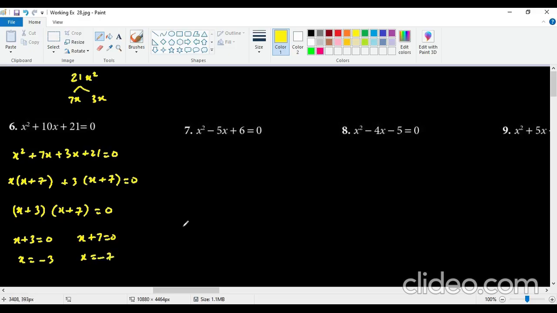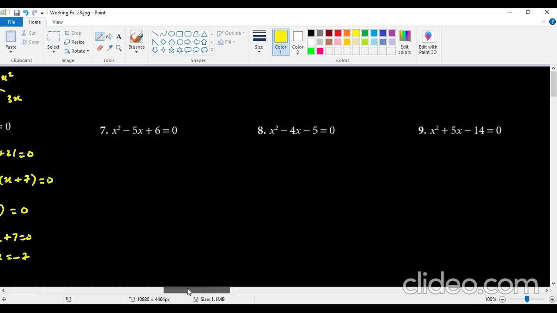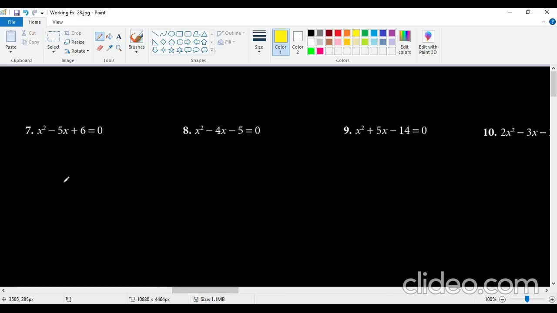Now comes question number 7. In here, 6 is the product and we are going to break this into two parts. So 2 and 3 are two factors. Once we add these two, minus 2x and minus 3x, they are going to give us a minus 5x. So I will write x square minus 2x and minus 3x to give us minus 5x, and plus 6 equals 0. So common in the first two is x minus 2.